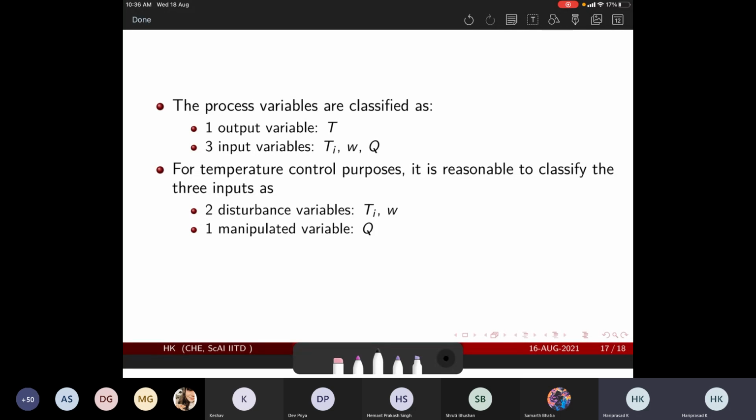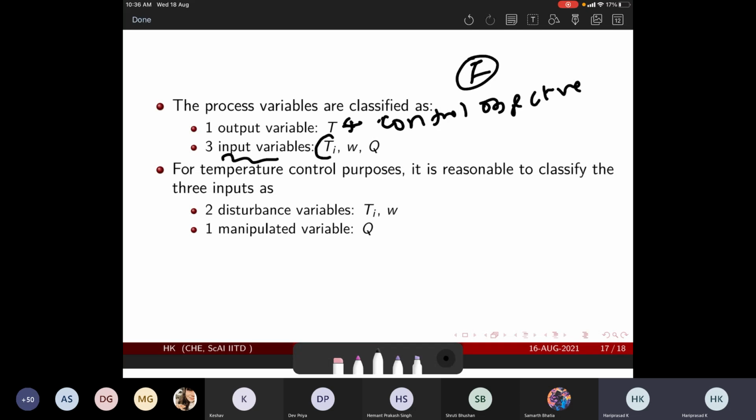Okay, so now coming to this process, the variable would be classified as, of course, the output variable is T, because this is what you need to control. The control objective is to control the temperature. So the number of degrees of freedom, you may call them input variables, that's okay.